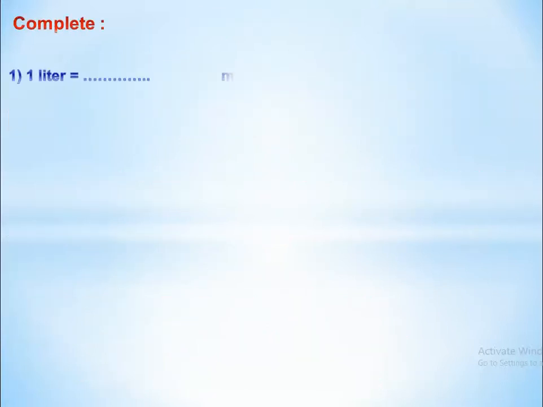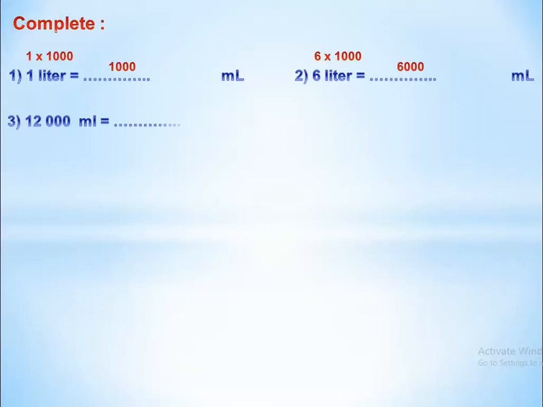Complete. 1 liter equal how many milliliter? To convert from liter to milliliter, we are going to multiply by 1000. So it will be 1 times 1000 equal 1000 milliliter. 6 liters equal how many milliliter? Times 1000, it will be 6000 milliliter.